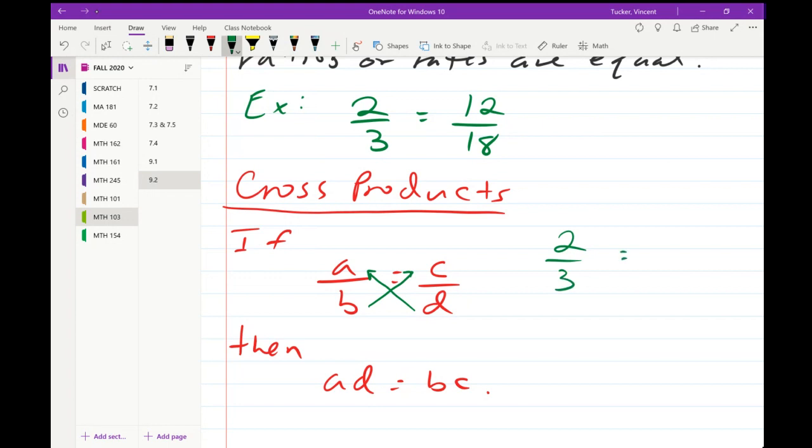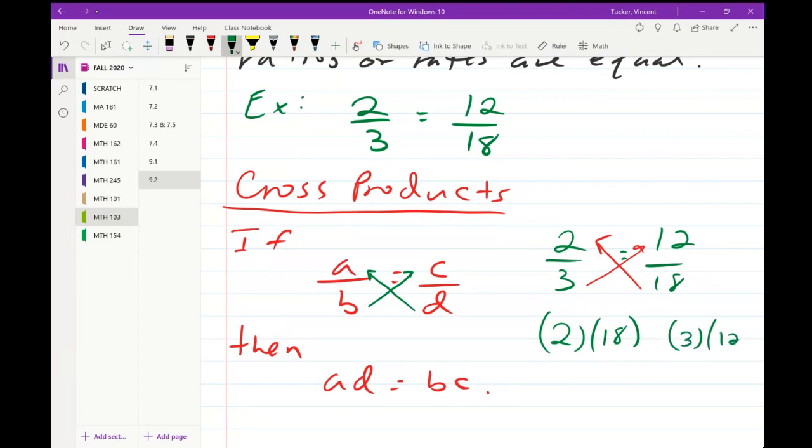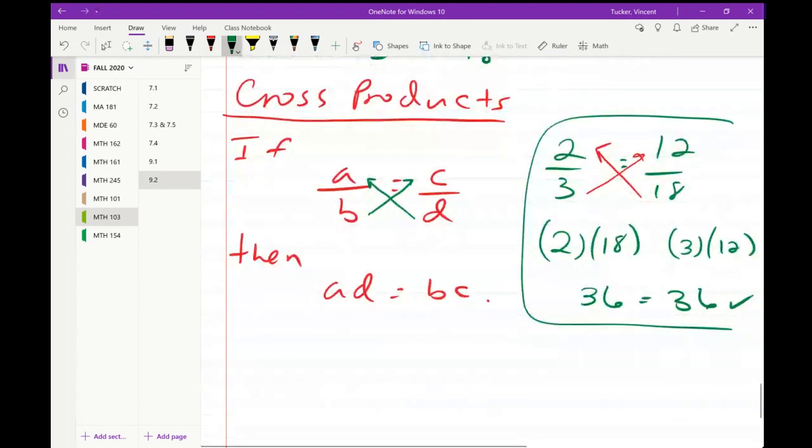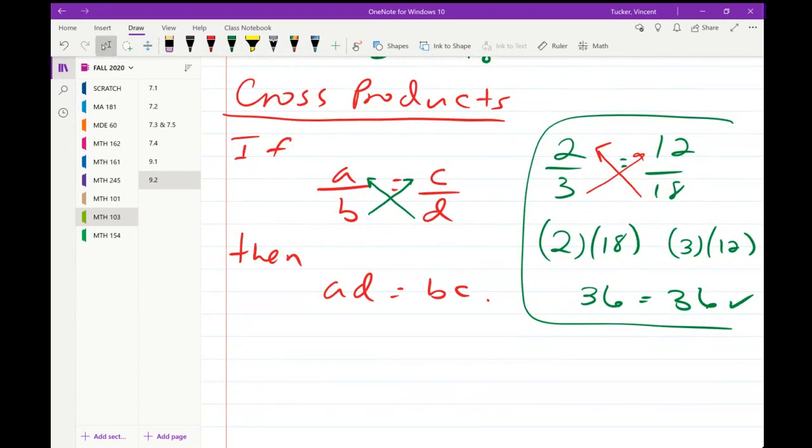So if I look at 2/3 equal to 12/18, and we cross multiply, that would be 2 times 18 on the left, 3 times 12 on the right. 36 is equal to 36. All right. Questions on cross multiplication before we use it?